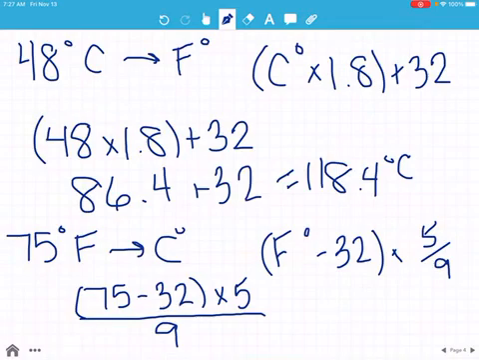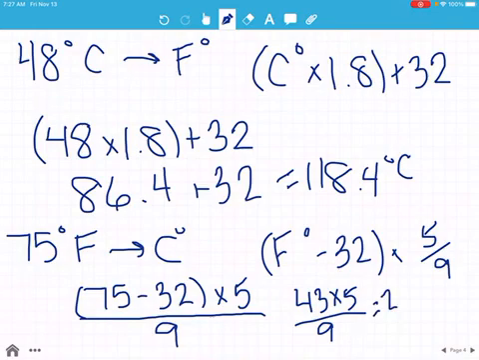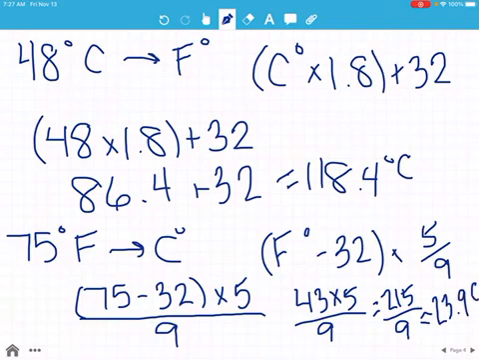So first, according to PEMDAS, we have to do our parentheses, which is 75 minus 32. So we get 43 times 5/9. So we'll do the times 5 first to simplify the fraction, which is 215/9. And then when it's a fraction, that means divide. So it is about, let's see here, 23.9 degrees Celsius when it is 75 degrees Fahrenheit.